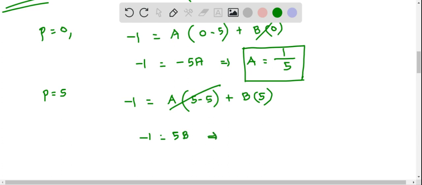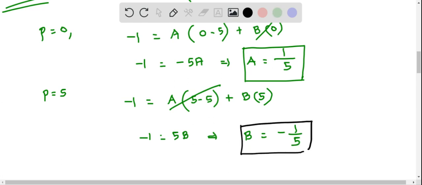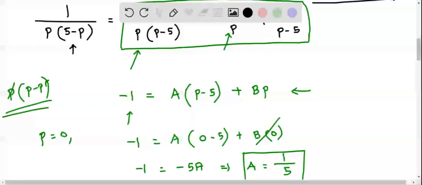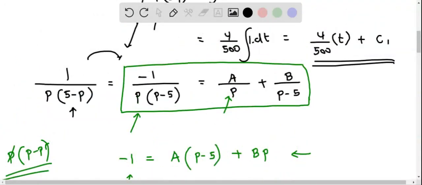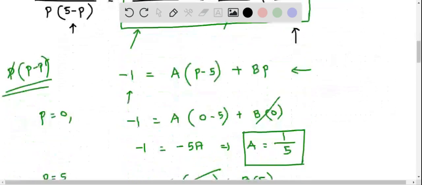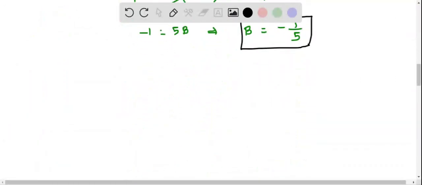Solving this, we get b equals negative 1/5. So we have determined the values of a and b. This means we can write down the rational function by substituting the values of a and b over here. And so let's consider the left side expression of the integral.